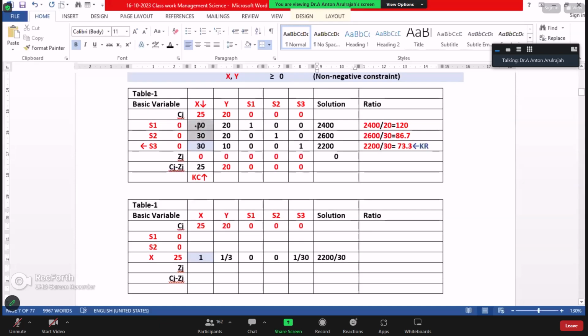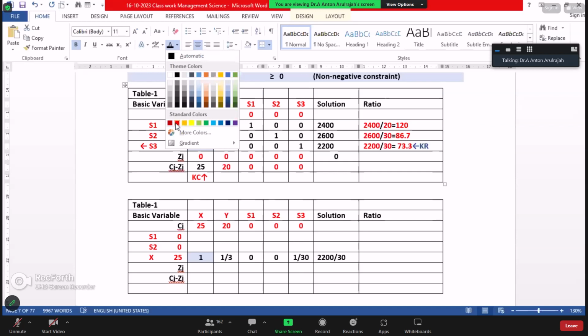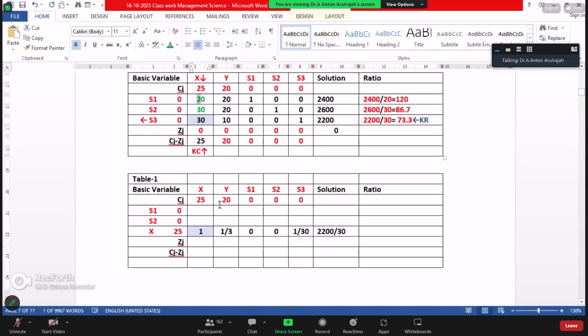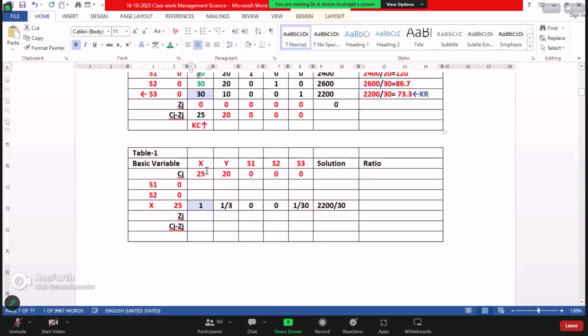So we have to make these two values into 0. This 30 also we have to make it 0. This 20 also we have to make it 0 in the next step. That process is a little bit difficult. You have to be careful. I have already explained it 2 times. For the same sum, again I am explaining.